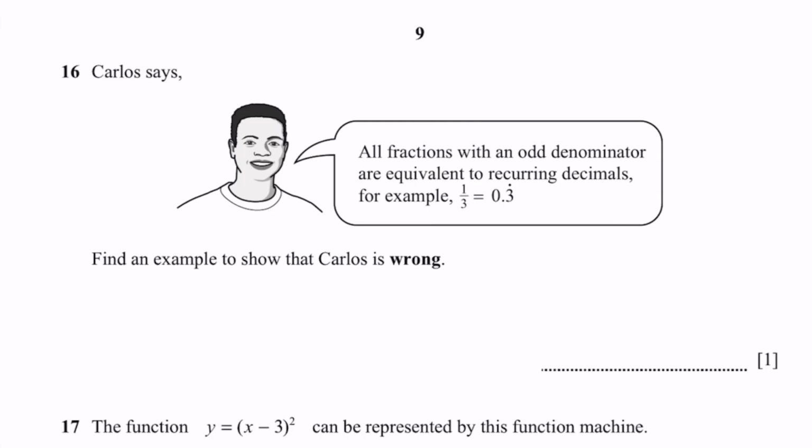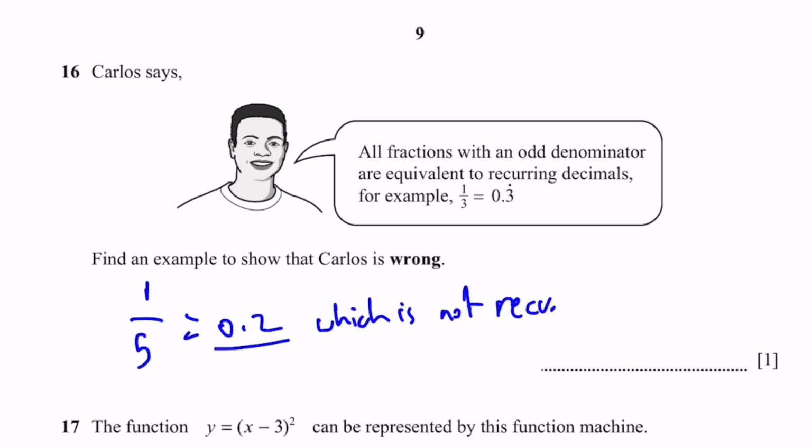Question 16. Carlos says all fractions with an odd denominator are equivalent to recurring decimals. For example, 1/3 equals 0.3 dot, which means 0.3333333333, goes on like that. Find an example to show Carlos is wrong. 1/5 is the next fraction, right? With an odd denominator. It's equal to 0.2. Just 0.2, which is not recurring. That's the answer. 1/5.